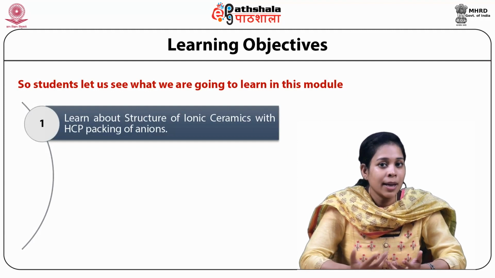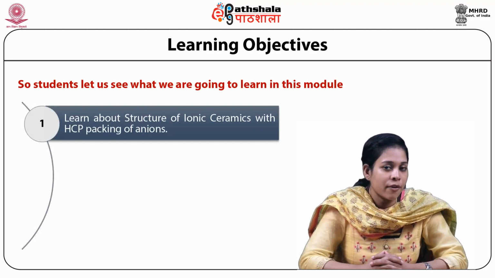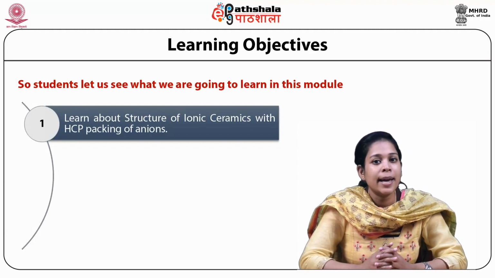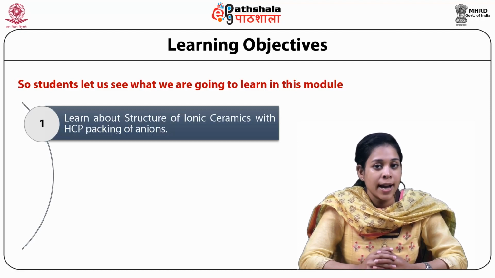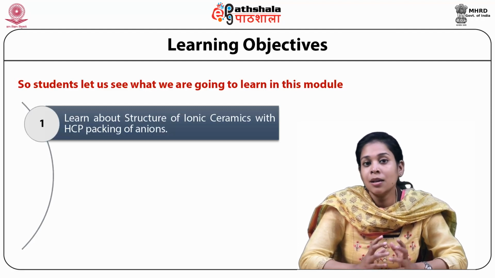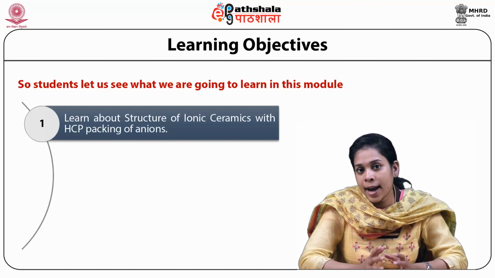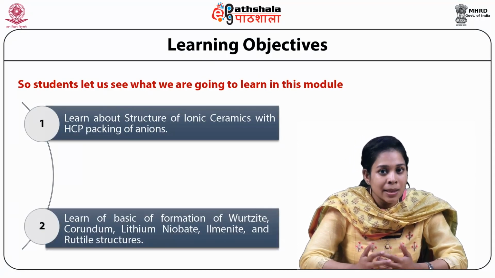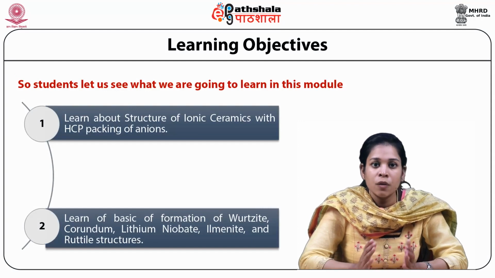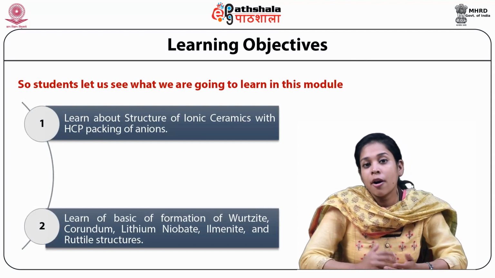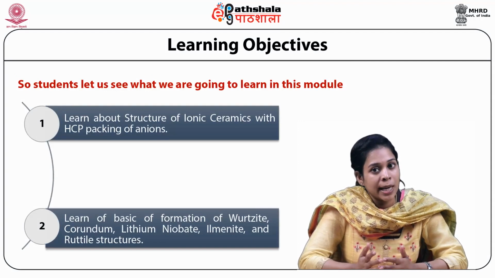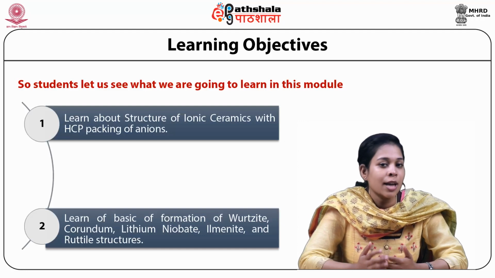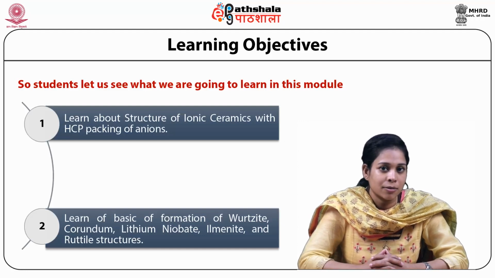So we will be learning about the structure of ionic ceramics with HCP packing of ions, that is hexagonal close packing of anions. Next, we will be learning about the basis of the formation of wurtzite structures, corundum structures, and structures like lithium niobate, ilmenite structures, and rutile structures.